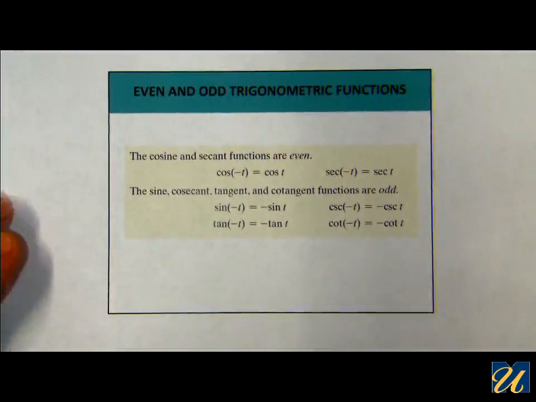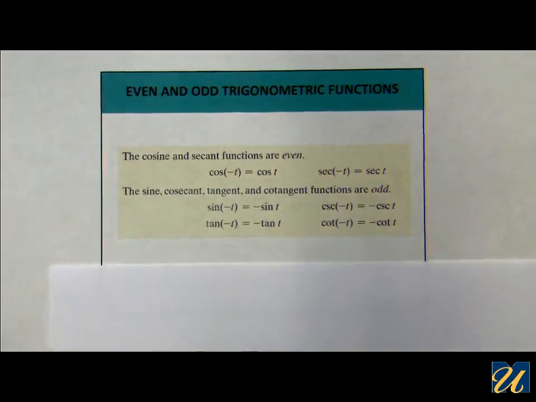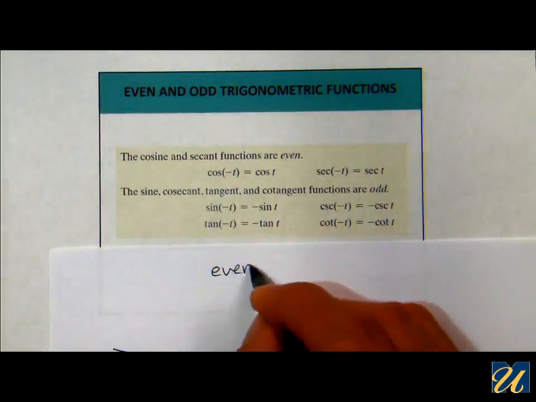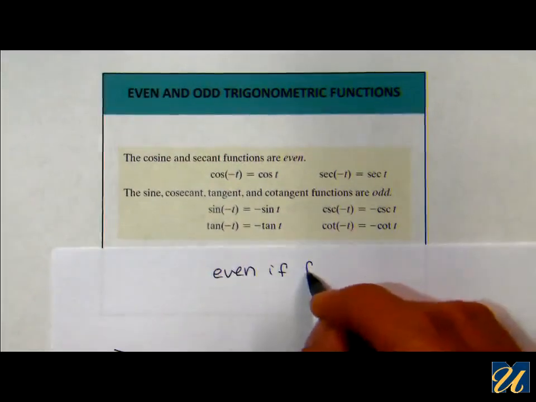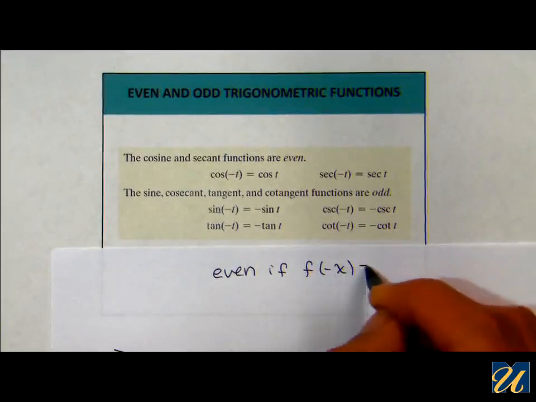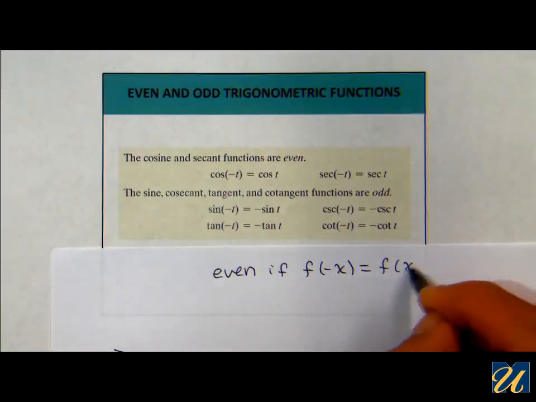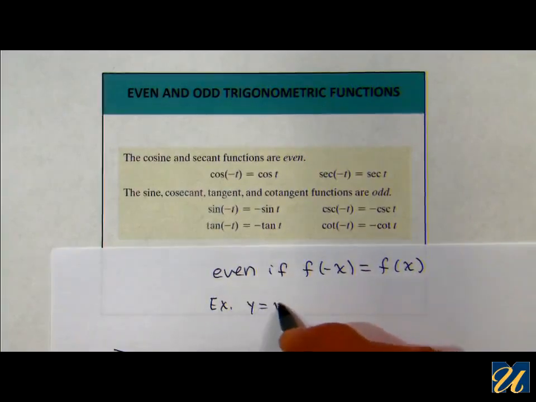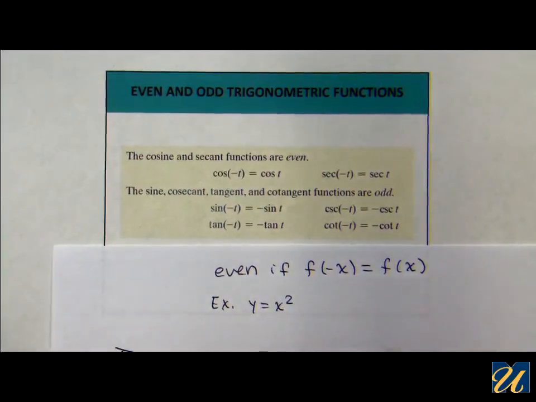Okay, even and odd trigonometric functions. Well, recall the definition of even function to be that a function is considered even if f of negative x is the same thing as f of x. An algebraic example would be like y equals x squared. So replacing x by, say, 2 or negative 2 yields the same value of y. That means that it has symmetry about the y-axis.